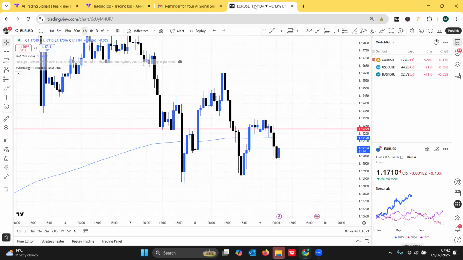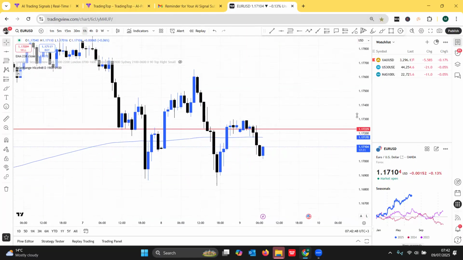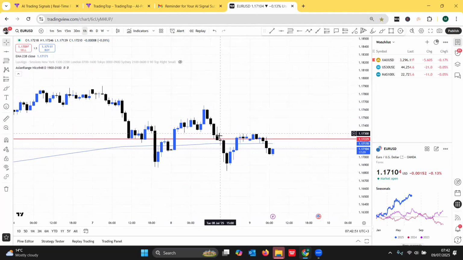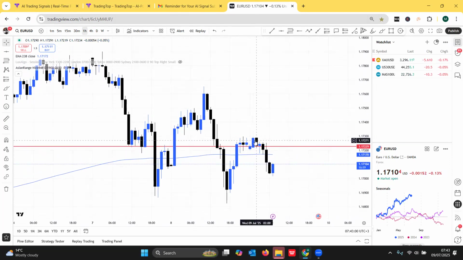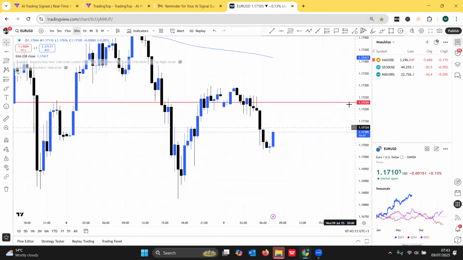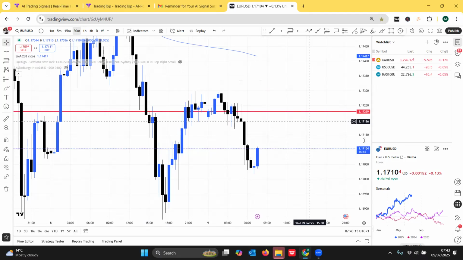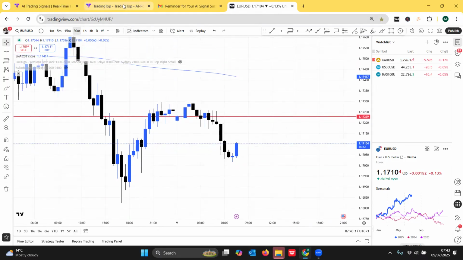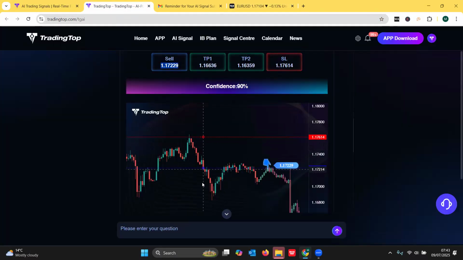Here's the thing: price has been able to drop, and price has been able to pull back to this area. If price has pulled back to this area, let's maybe go to the lower time frame, like the 30 minutes time frame. You can see this is a live trade playing out now. So this is what has happened here. This is the drop here.